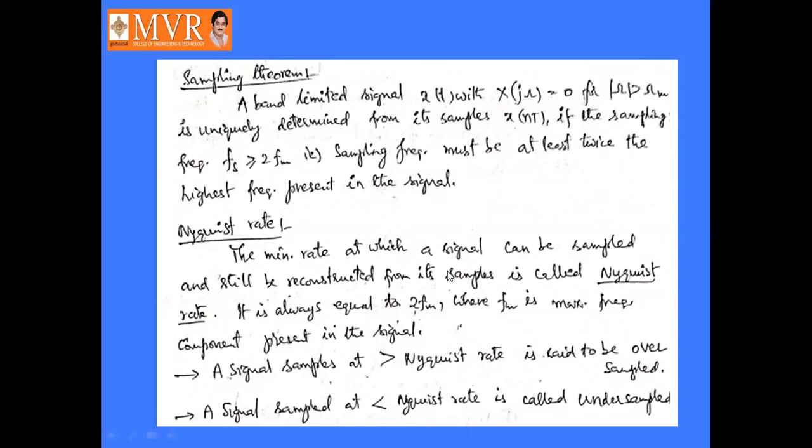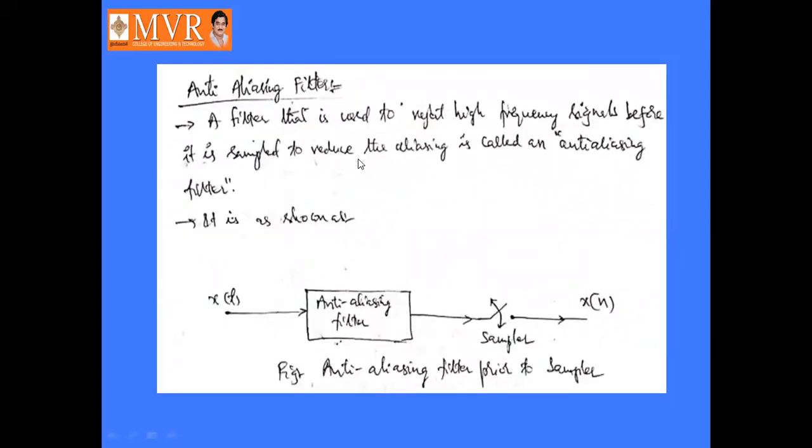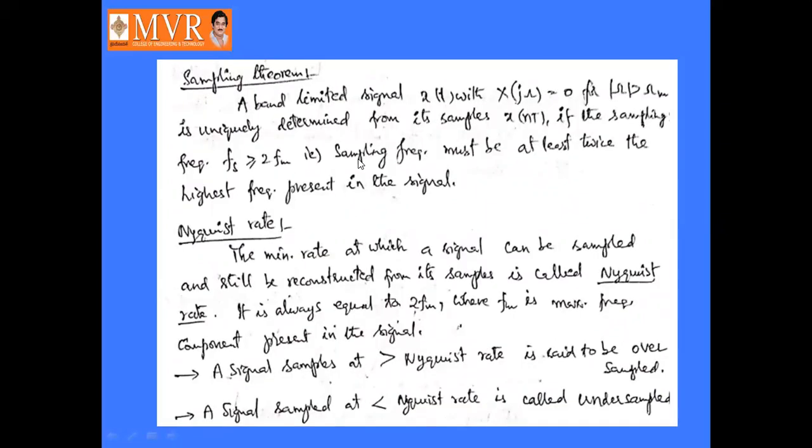The definition of the sampling theorem is like this: a band limited signal x of t with X of j omega equal to 0 for mod omega greater than omega m is uniquely determined from its samples x of nT if the sampling frequency fs is greater than or equal to 2 fm. That is, the sampling frequency must be at least twice the highest frequency present in the signal. So that is the definition of the sampling theorem. We have to write the sampling theorem like this only.